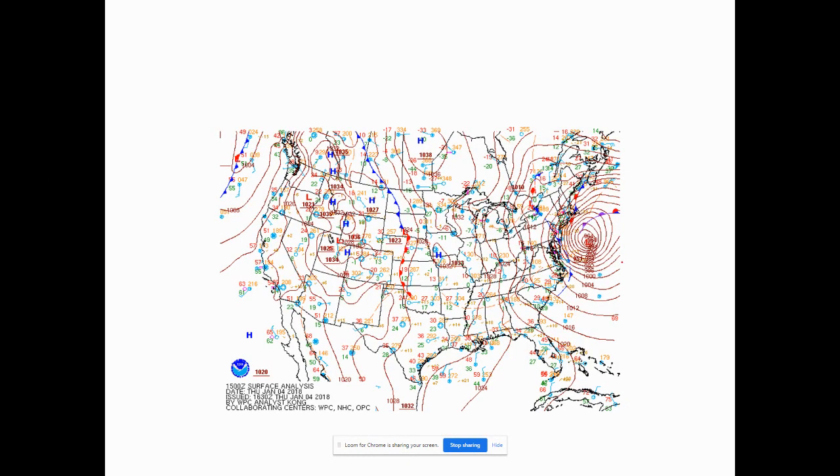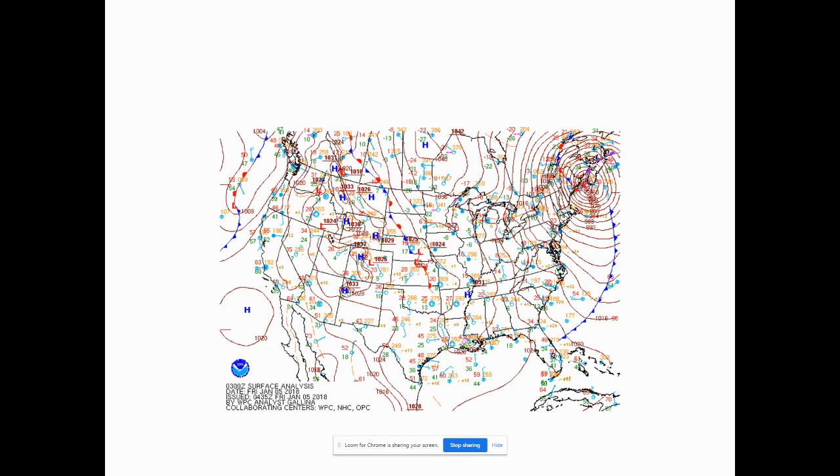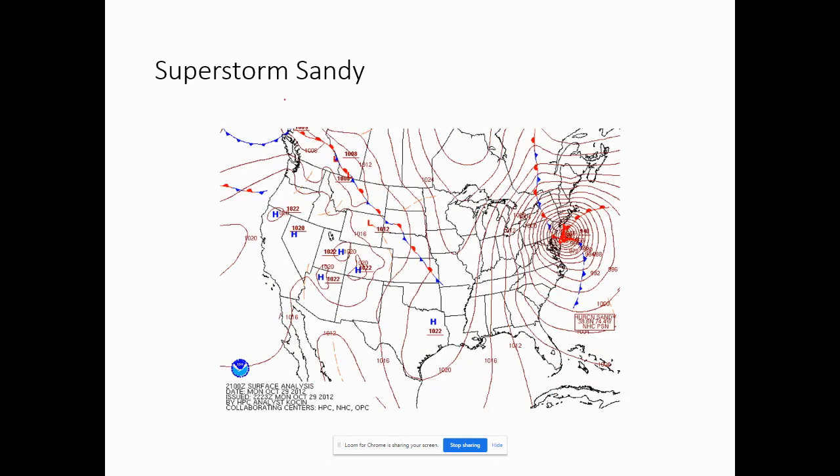Okay, so here's another, and you can see this L here is moving. It's moving up. This is Superstorm Sandy. Again, we know it was very windy, and you have these isobars very, very, very close together.